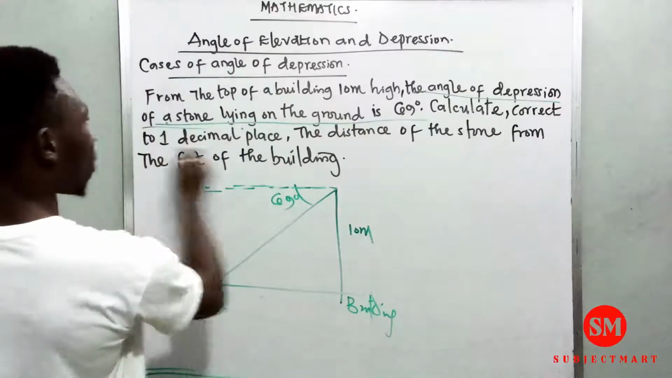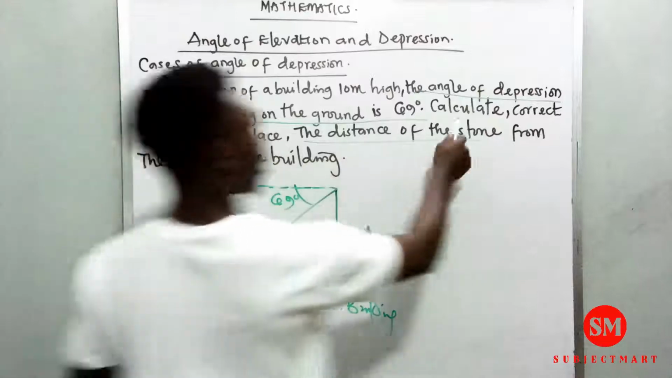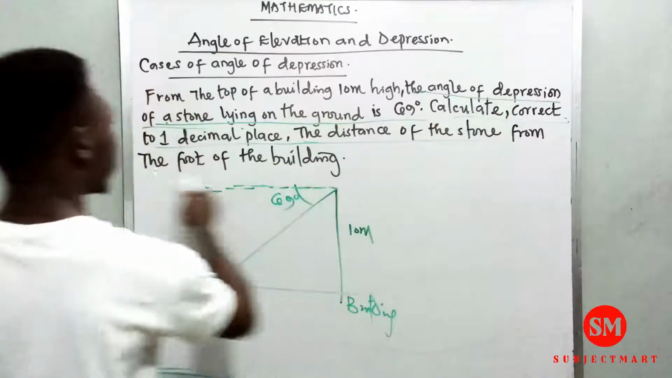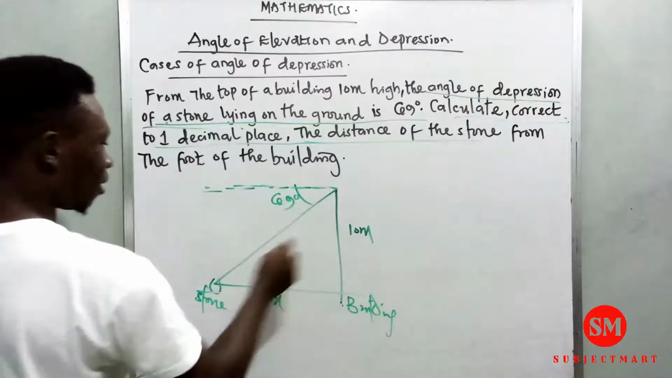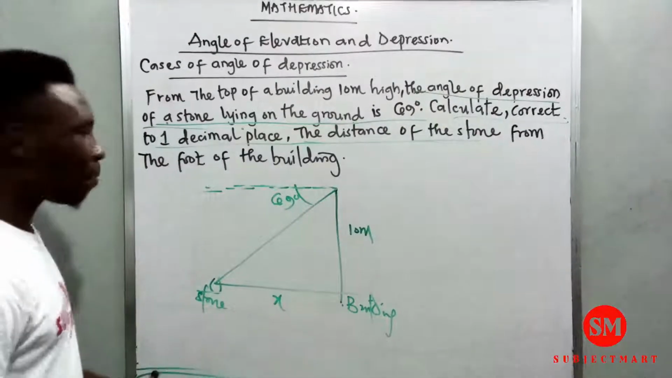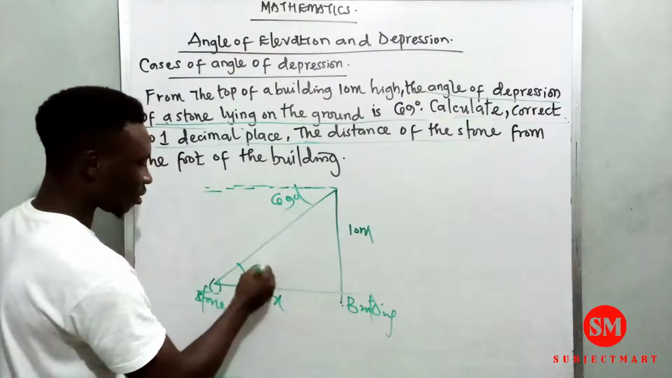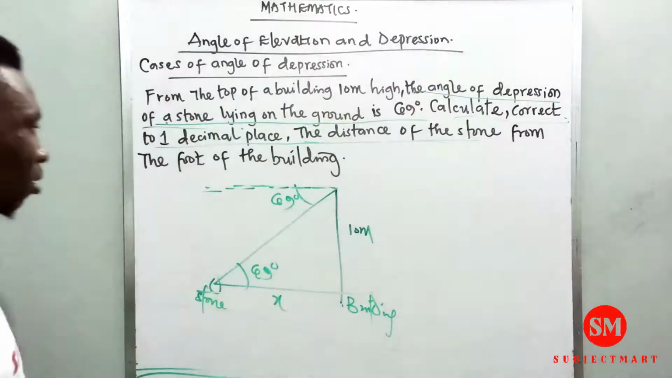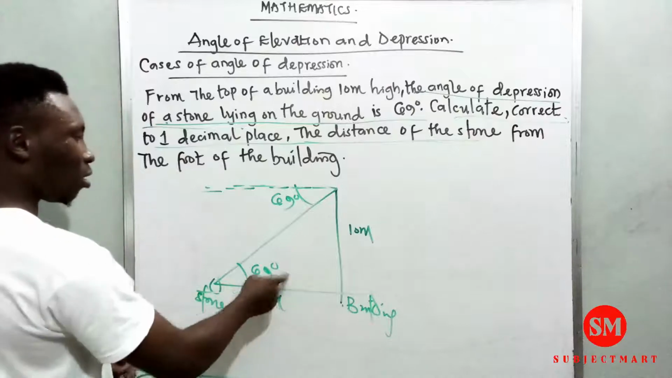So they say, okay, calculate, correct to 1 decimal place, the distance of the stone from the foot of the building. So this is the foot of the building and this is the stone. So let's call this x. Now, if this is 69, here is also 69 degrees, which is the alternate angle.